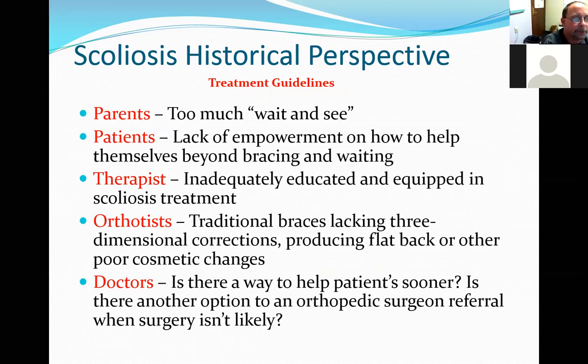Parents, a lot of times it's too much wait and see. Patients, you have a lack of empowerment on how to help themselves beyond bracing and waiting. Therapists in the past, especially in the United States, unfortunately, have been inadequately educated and equipped for scoliosis treatment. Orthotists, traditional braces lacking three-dimensional corrections, producing flat back or other poor cosmetic changes. For doctors, is there a way to help patients sooner? Is there another option to an orthopedic surgeon referral? And when is surgeon referral needed, when surgery isn't likely?